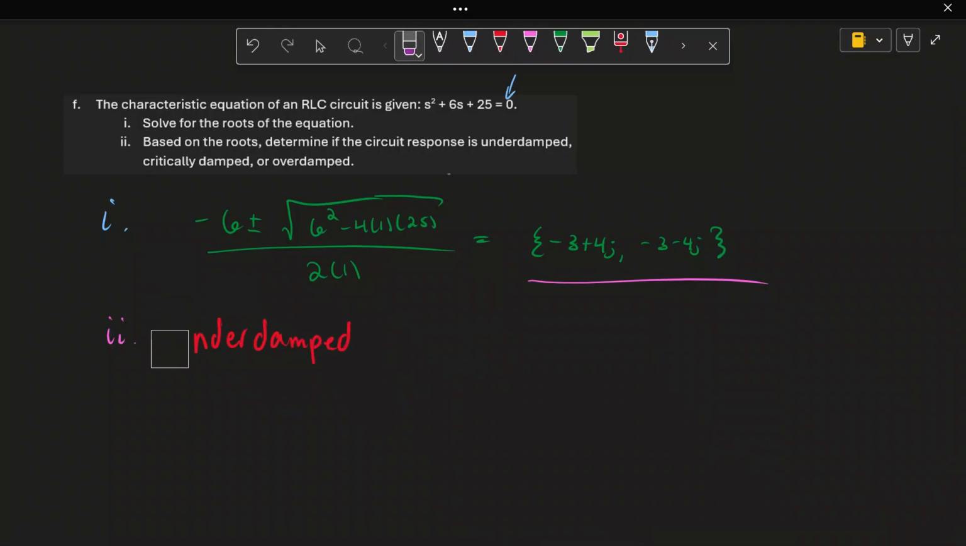You will see some problems in the practice exam asking what kind of dampness it is, and it goes along with the roots of your equation. So sometimes they don't ask for what are the roots. They just ask, is this overdamped, underdamped, or critically damped? You have to solve for the roots and see, is it complex, real and distinct, or real and repeating? Anyways, this is how you would solve this problem.